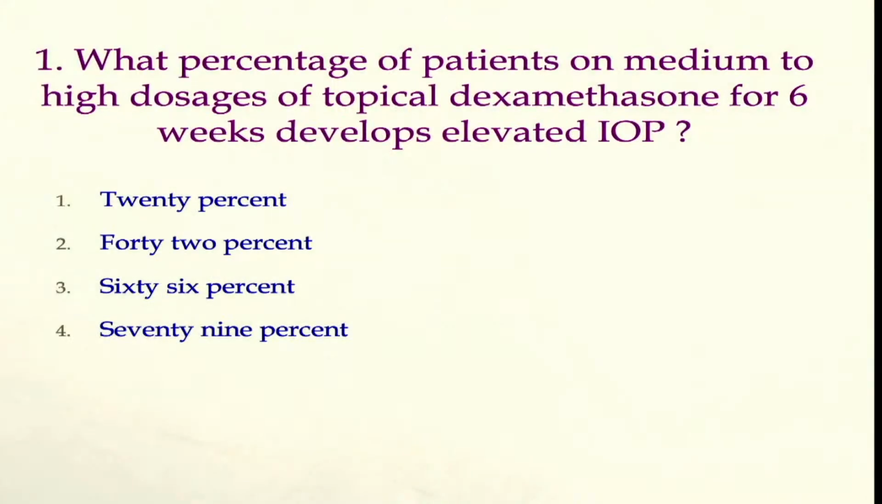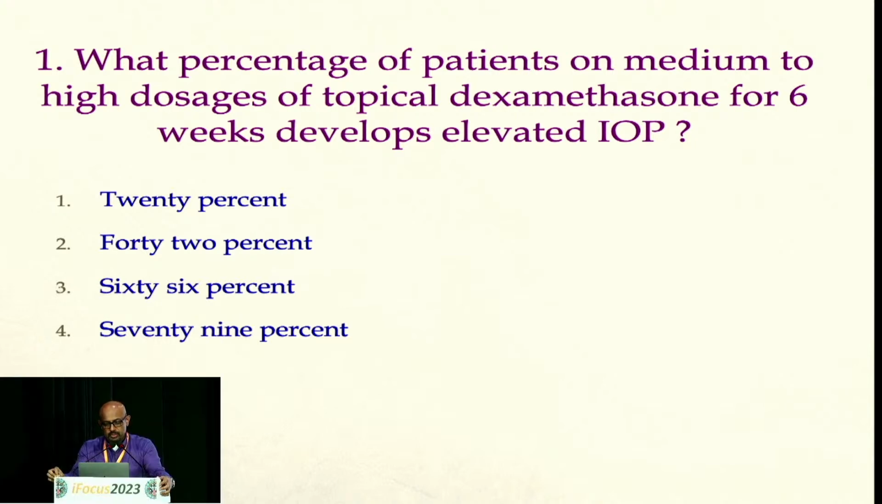First question is this. What percentage of patients on medium to high dosage of topical dexamethasone for 6 weeks develop elevated IOP? 20, 42, 66, 79. Percentage of people developing high IOP following topical dexamethasone following 6 weeks. We'll be a little fast since we are in between lunch.